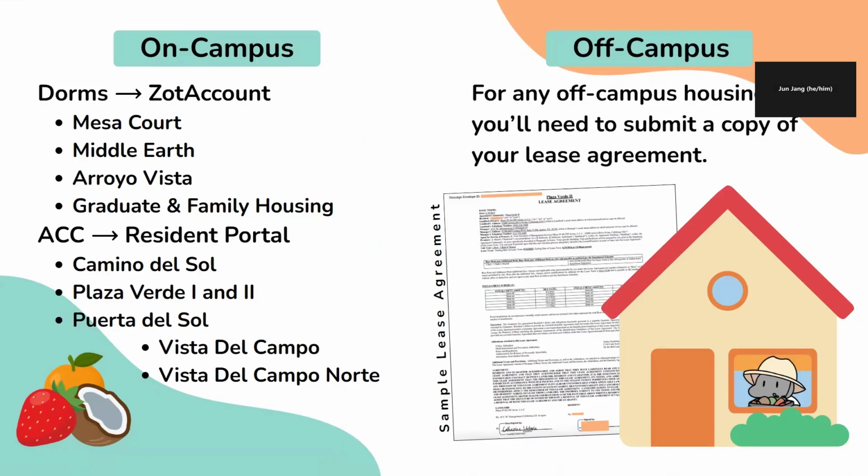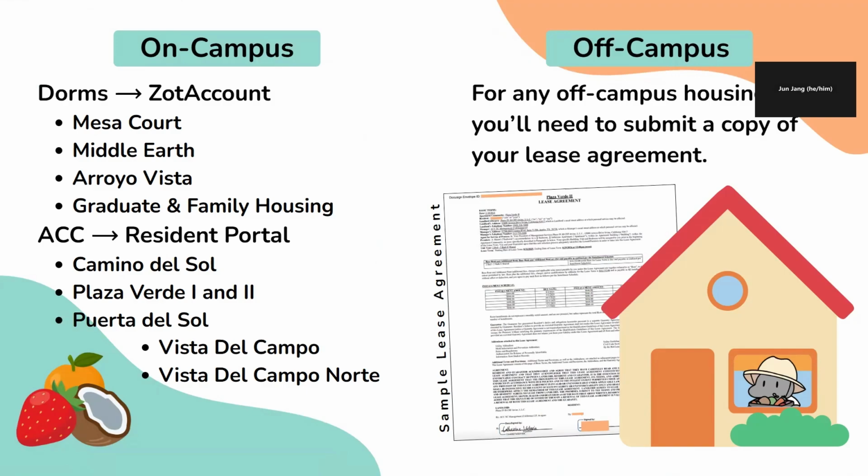Proof of expenses primarily refers to housing-related expenses, and so for our purposes, we've split them into two broad categories, on-campus housing and off-campus housing. If you live in any of the dorm communities or graduate and family housing, you can access your proof of expenses through your Zot account, and we'll have a quick tutorial on how to do that coming right up.